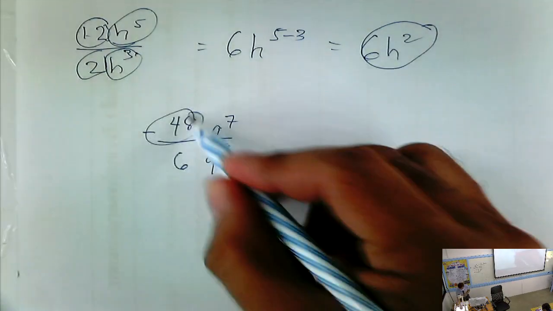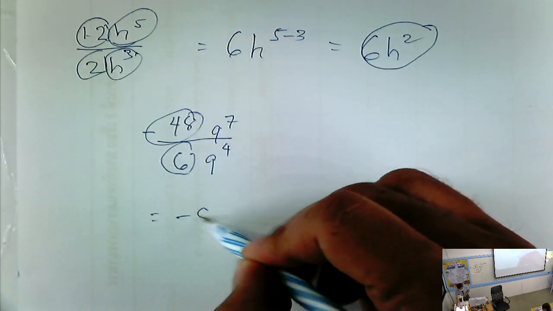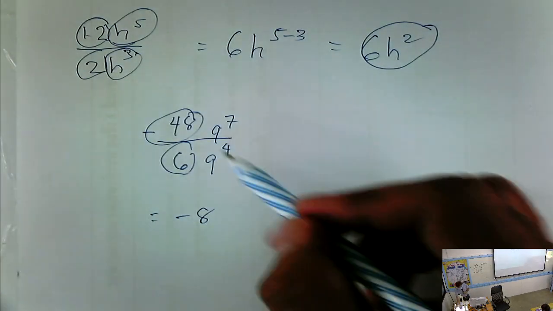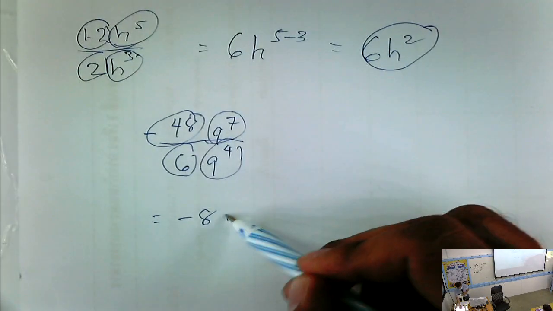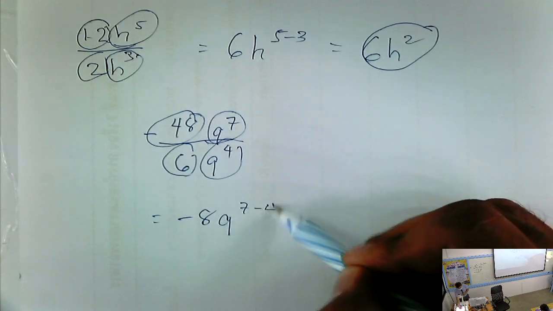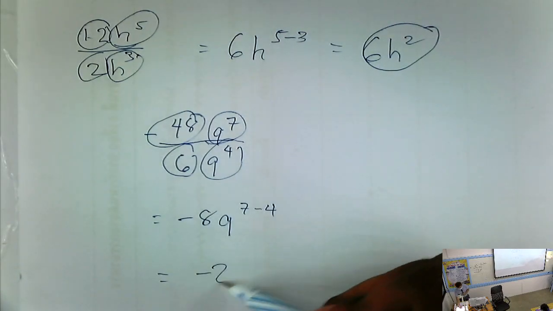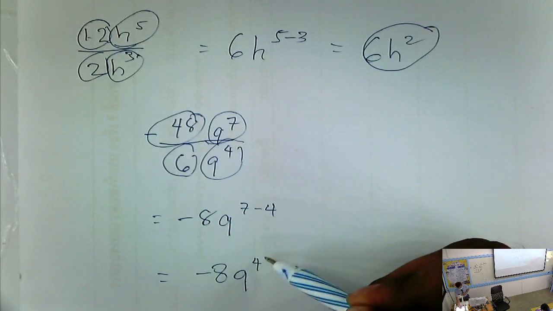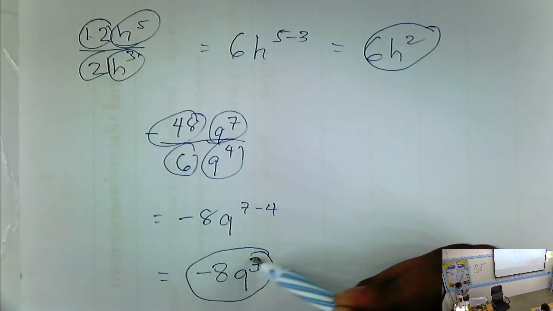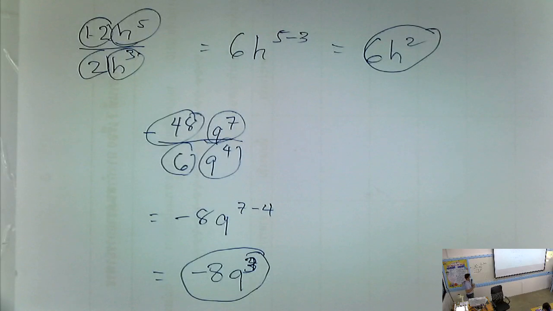So negative 48 divided by 6, that is negative 8. q to the power of 7 divided by q to the power of 4 is q to the power of 7 minus 4, which is equal to negative 8q to the power of 3. Okay, 7 minus 4 is 3. So that would be your answer. Do you understand? Is it clear? Good.